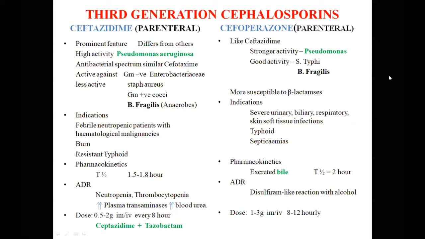They are indicated in febrile neutropenic patients with hematological malignancies, in cases of burns, in cases of resistant typhoid, and in severe urinary infections. In biliary and respiratory, skin and soft tissue infections, we are using cefoperazone because this is again excreted in the bile, so it would be used in biliary infections. An adverse effect of cefoperazone is a disulfiram-like reaction with alcohol.